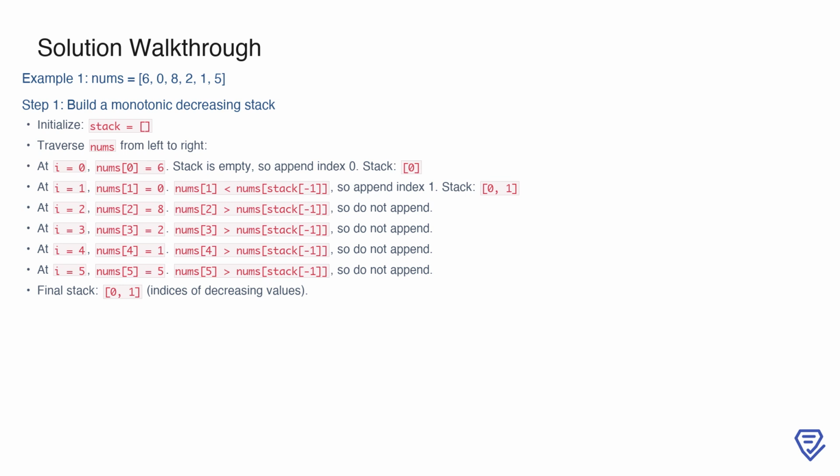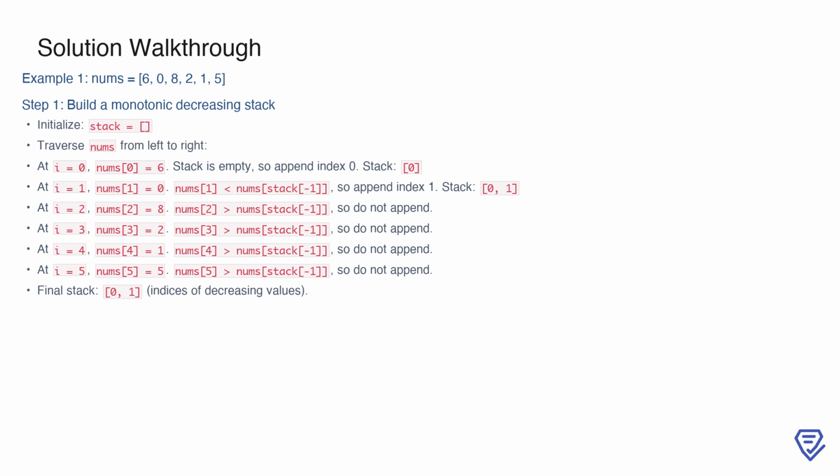At index 1, the value is 0. This value is less than nums at the top of the stack, so we append index 1, resulting in the stack [0, 1]. For index 2, the value is 8. Since 8 is greater than the top value in the stack, we skip appending. The same pattern occurs for indices 3, 4, and 5, where the values 2, 1, and 5 are all greater than the top value in the stack, so they are not appended. By the end of this step, our stack contains [0, 1], which corresponds to the indices of the decreasing values 6 and 0.